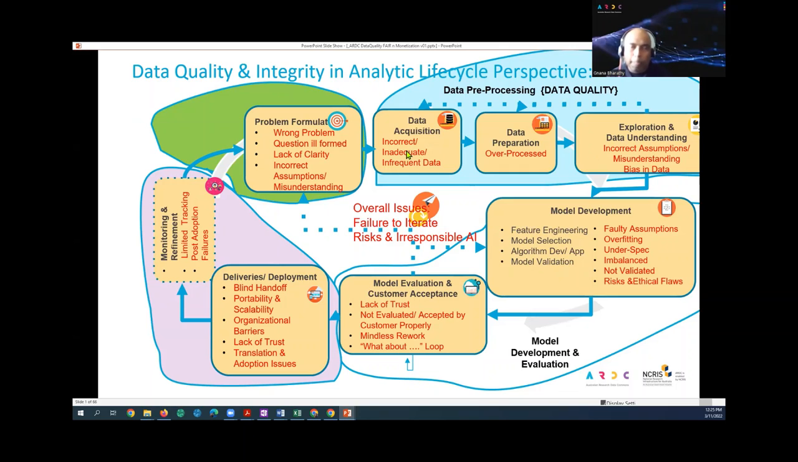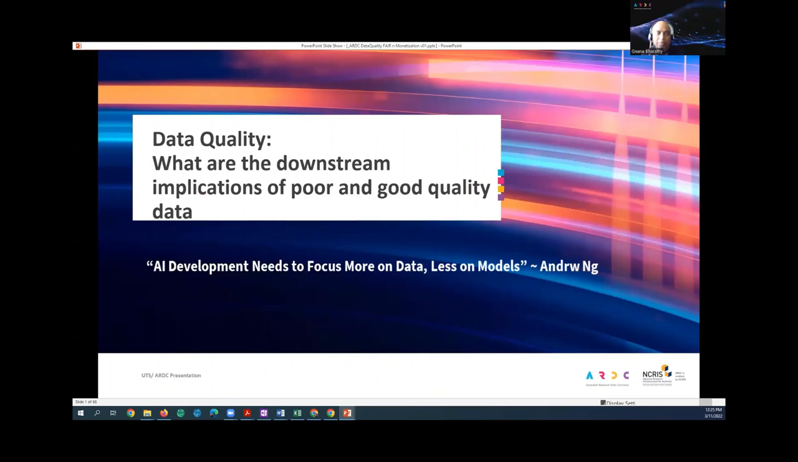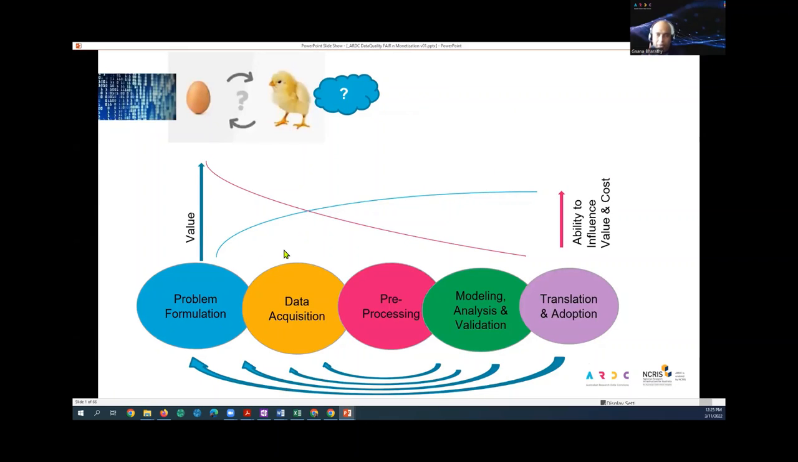But what is even more important is what the downstream implications of this are. The value of this data, and in this case I want to step away from just the monetary value, it can be any value of the data, increases as you go through more and more processing. But the ability to influence the data, and the ability to influence the value as well as the cost or the outcome, decreases very rapidly over time.